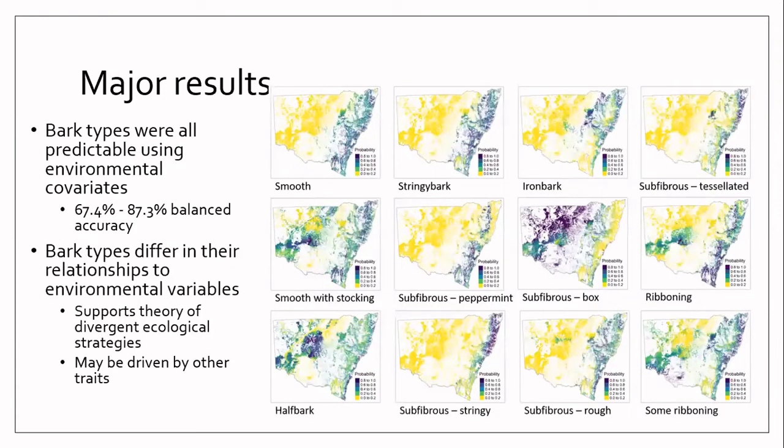These are my bark prediction maps, which are really pretty. And there's so much information in them that I can't cover all of the results, but I did find that the bark types were highly predictable, up to 87.3% balanced accuracy. And the bark types differed in their relationships to environmental variables, which does support the idea that these bark type groupings are indicators of ecological strategies. The bark types themselves may not directly be driving the distributions of these species on the landscape, because they are probably correlated with lots of other traits, but it's a useful indicator of these patterns that we're seeing from the models.